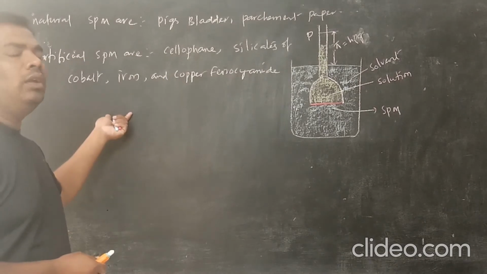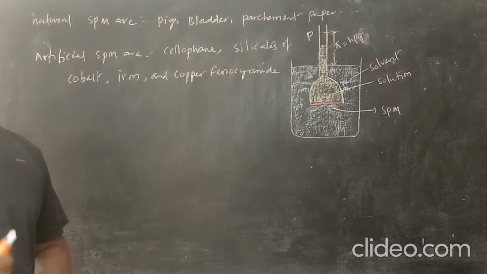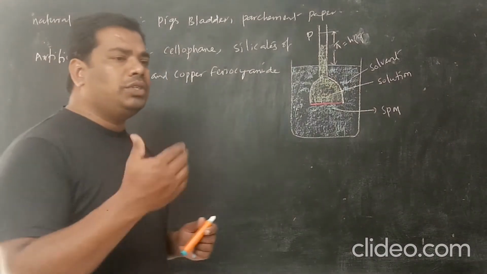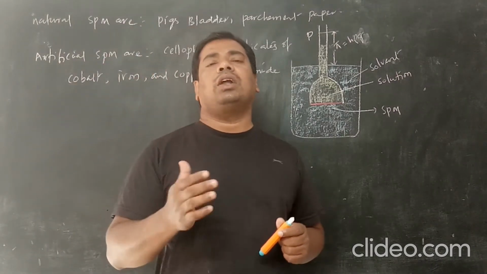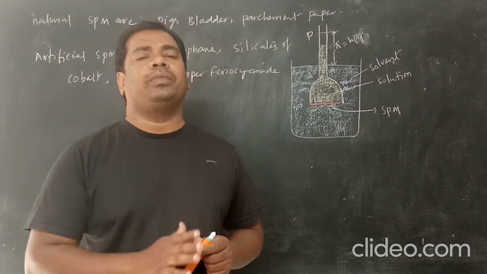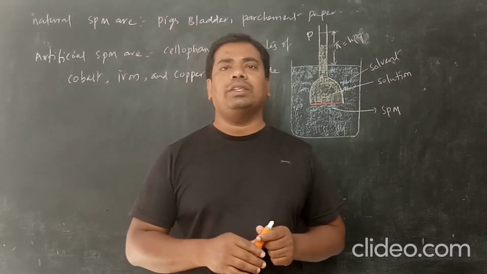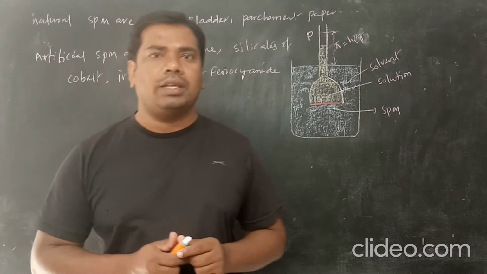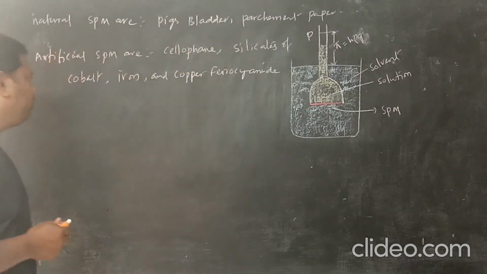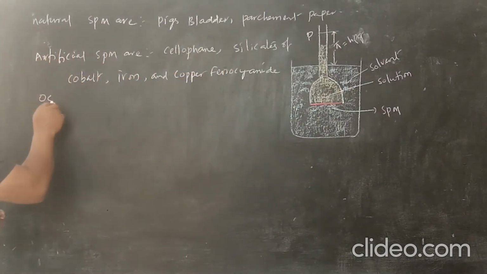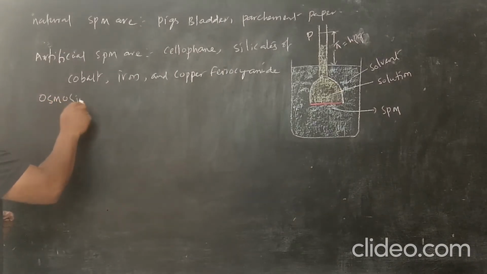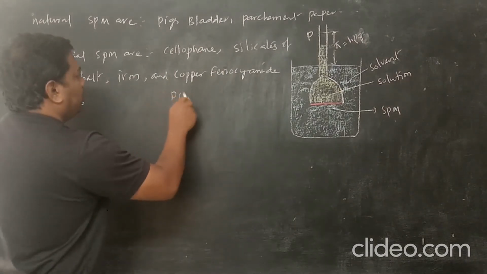Already we know very well what is the semi-permeable membrane. The semi-permeable membrane allows only the solvent molecules through it, but it cannot allow solute molecules through it. That is very, very important. Okay, clear, students? Right. So then we will move to the differences between osmosis and diffusion.